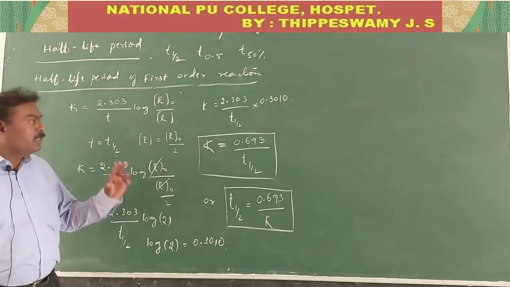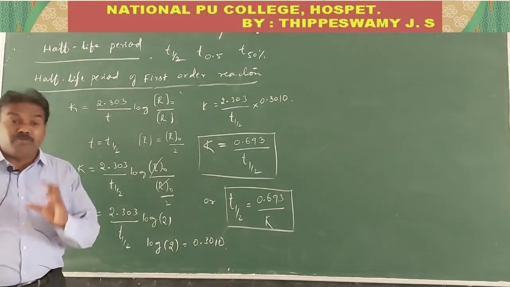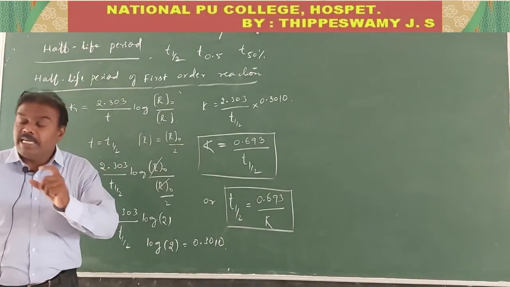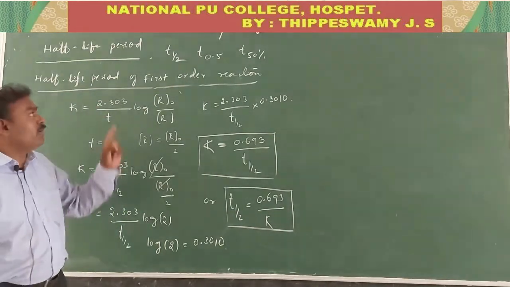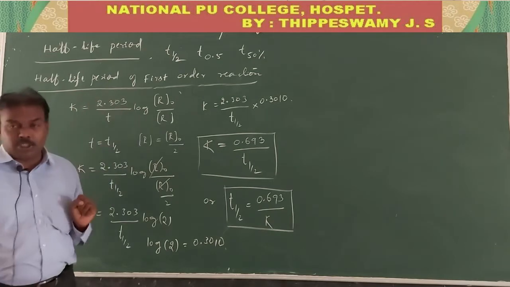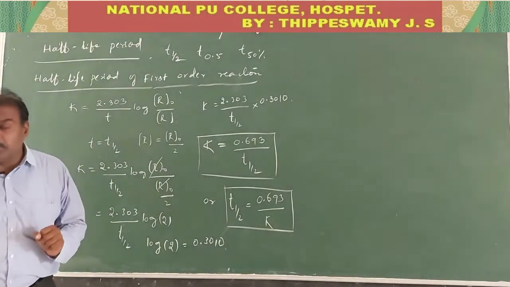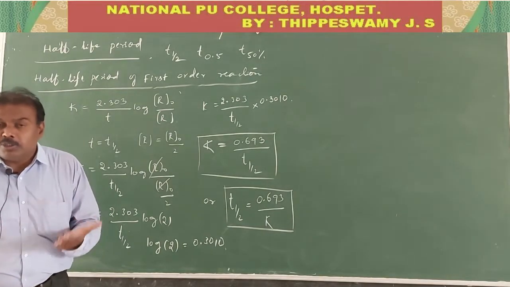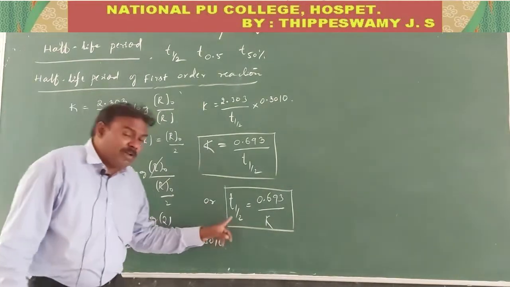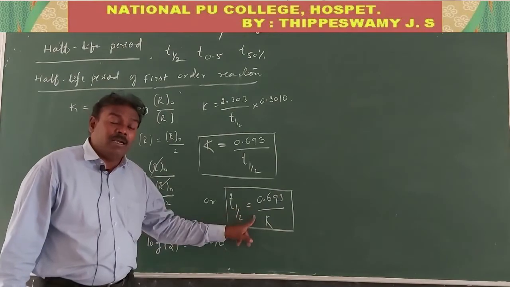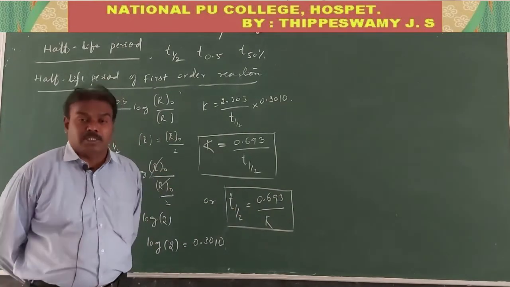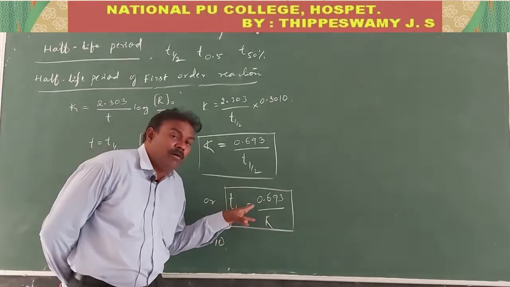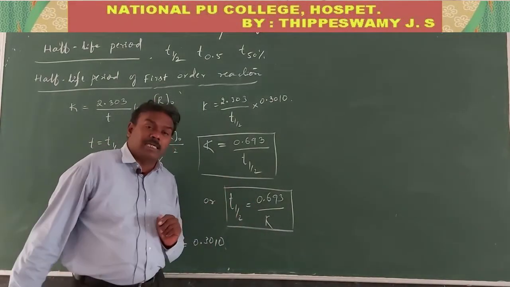Usually they ask the question, a 5 marks question will be there. Derive the integrated rate equation for the first order reaction and show that the half-life period of a first order reaction is independent of the initial concentration of the reactant. Half-life period of a first order reaction is independent of what? Initial concentration of the reactant.